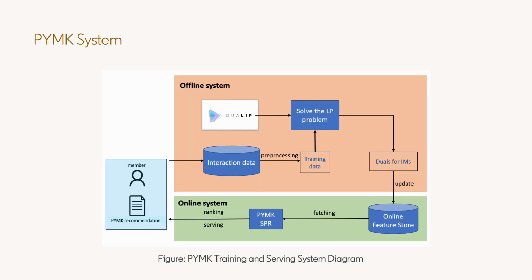So how does the PYMK system actually work? We take user interaction data and feed that into DuaLip in order to get the duals for the infrequent members. We're able to just push these duals to our online feature store, and those duals are then used to derive the solution. Just depending on the duals is exactly what allows us to meet these latency requirements that we have strict limitations for.